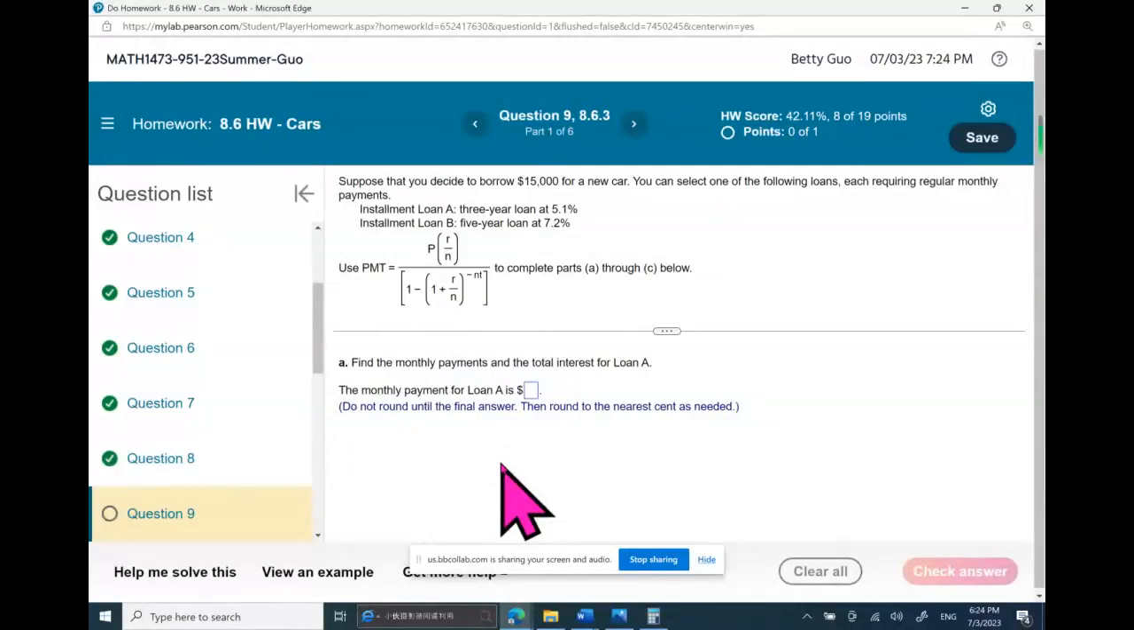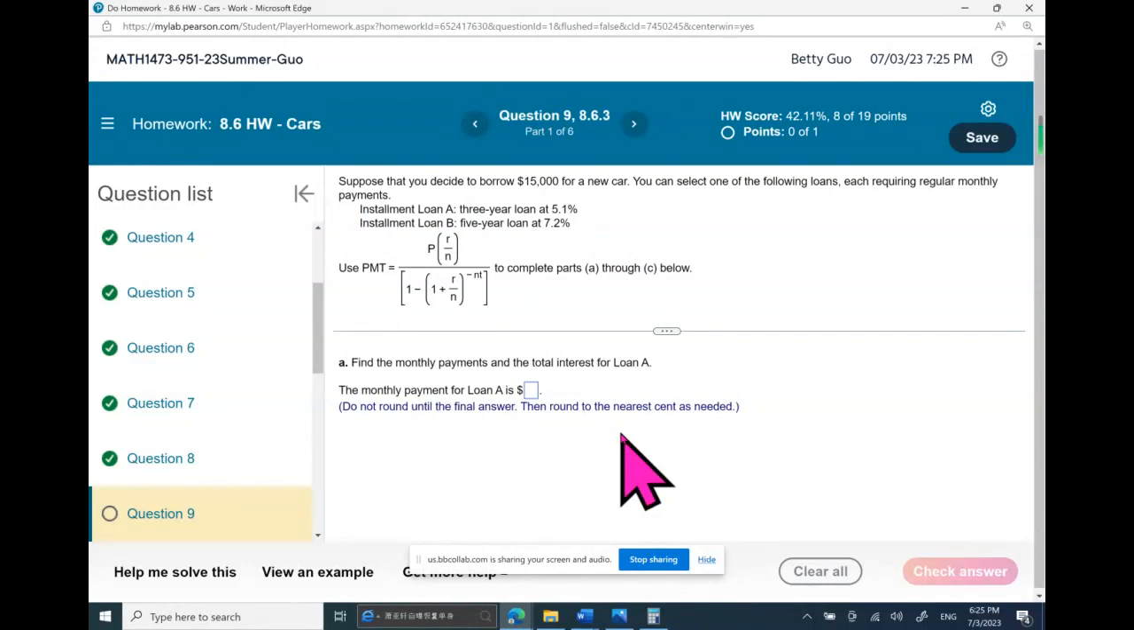Suppose that you decide to borrow 15,000 for a new car. You can select one of the following loans, each requiring regular monthly payment. So we have two plans. Plan A, 3-year loan at 5.1%. Plan B, 5-year loan at 7.2%. The question said use the formula to complete Part A through Part C. And we are not going to use the formula. We are going to use our TVM solver in the TI-84 calculator. So please get a scratch paper and write down the information about the two plans.